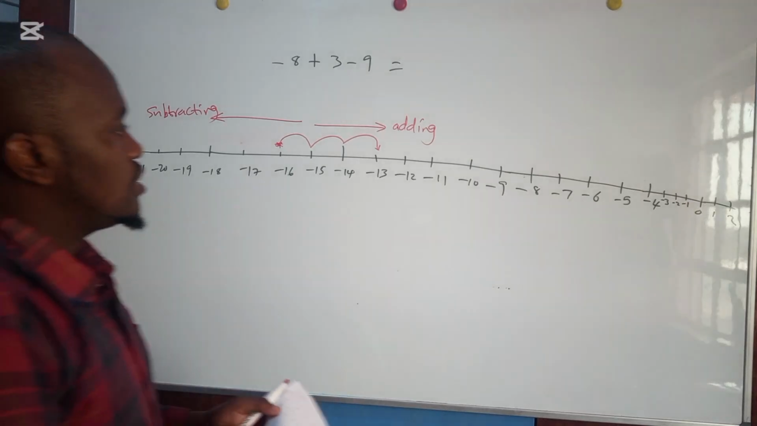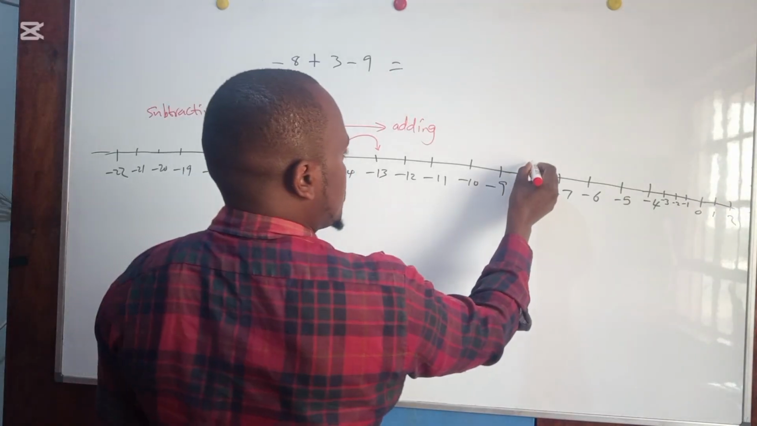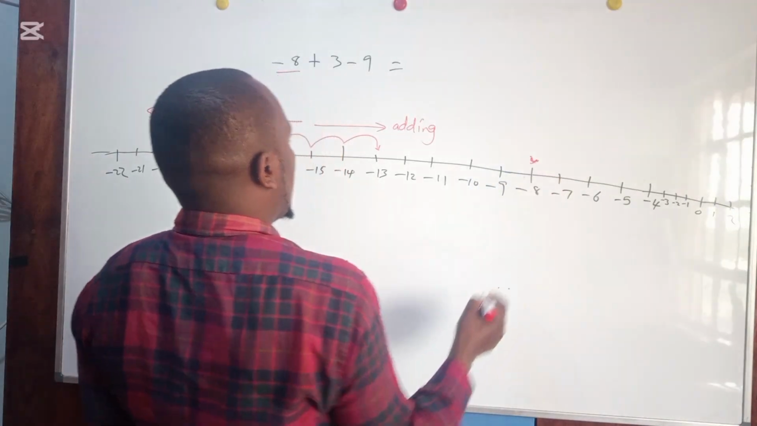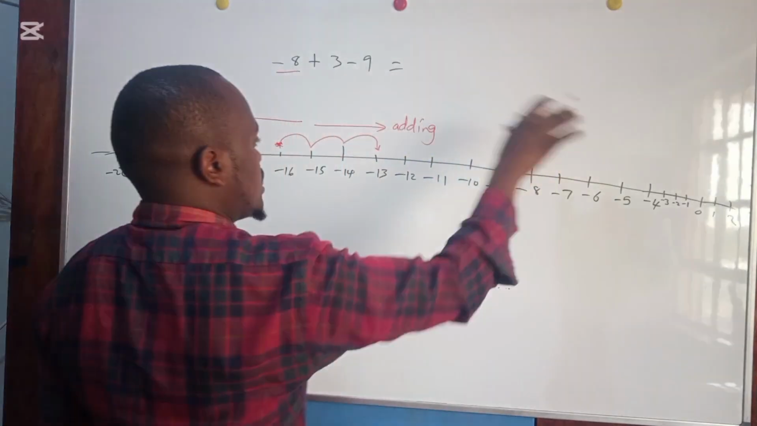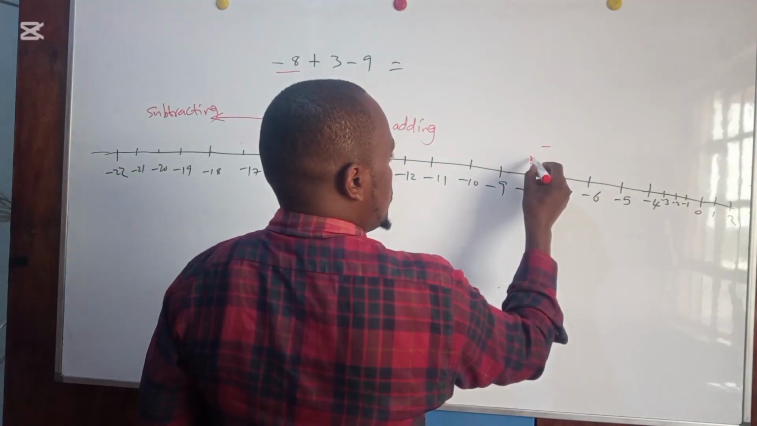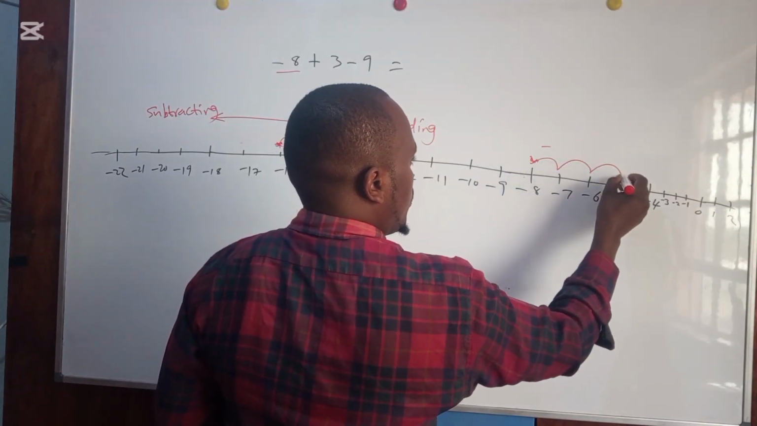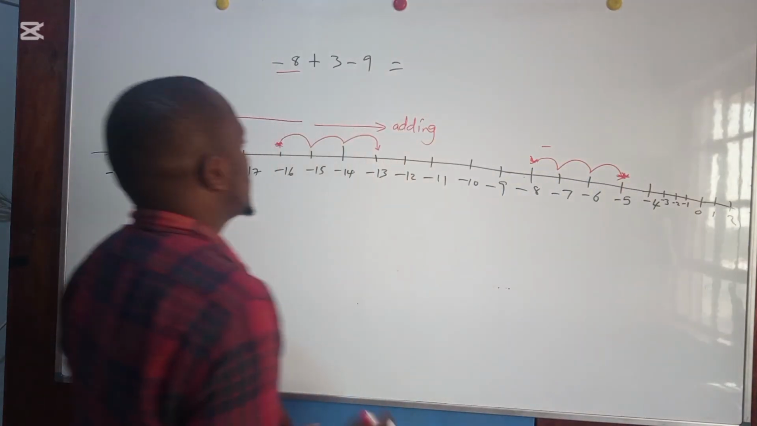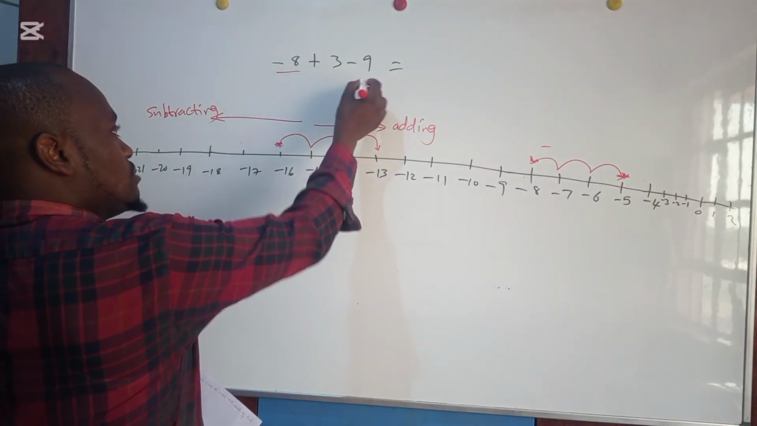So we begin at -8, we are told. You go where -8 is. You add 3. Adding, you go to the right hand side. It doesn't matter whether you are still on the negative side. You add 3. 1, 2, 3. Where do you settle? At -5. Then after adding 3, you subtract 9.